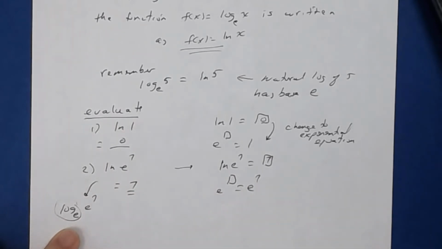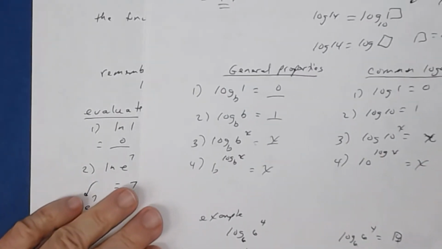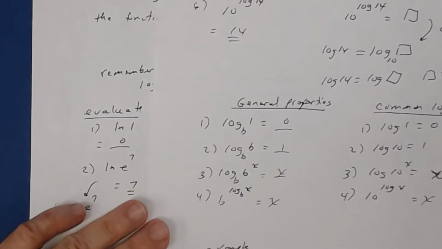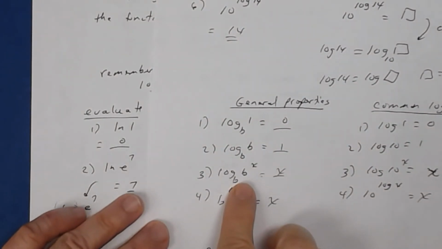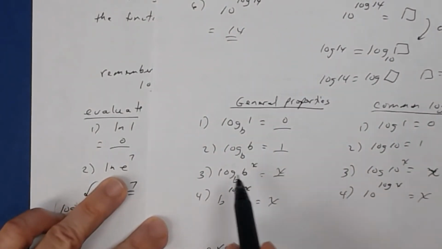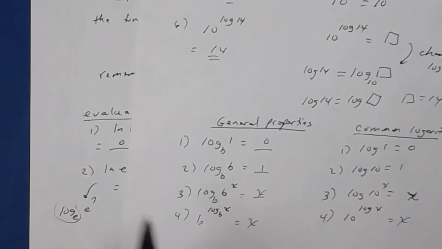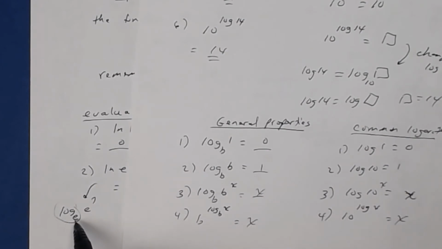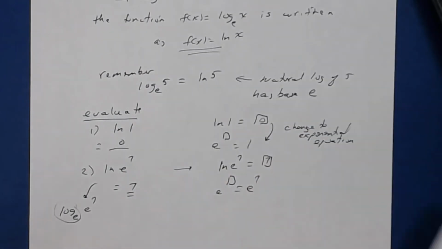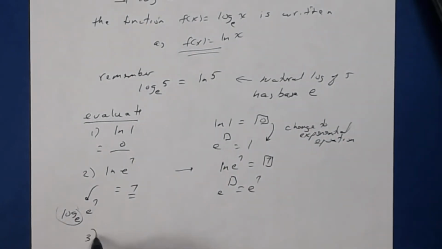That makes sense because of one of our properties. You see we're dealing with ln, the natural log. If the base of the argument is the same as the base of the logarithm, then the answer is just the exponent. So it's just 7.